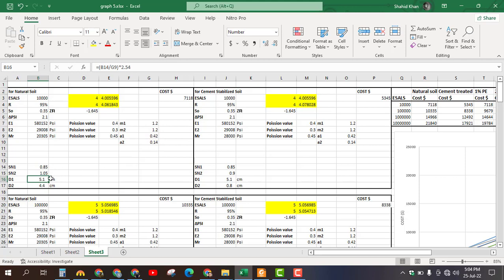So here D1 is equal to SN1 divided by A1. Dividing these two values, multiply it with 2.54 to convert this into centimeter. Dividing the structure number SN1 by A1, we will get the answer in inches. So converting it to centimeter, we multiply it with 2.54, and we got a value of 5.1 centimeter for D1. Similarly for D2, we use the formula here.